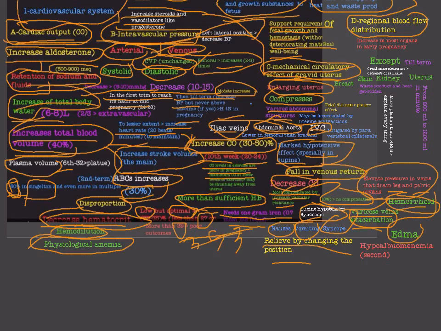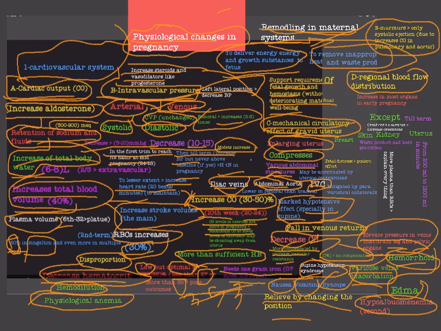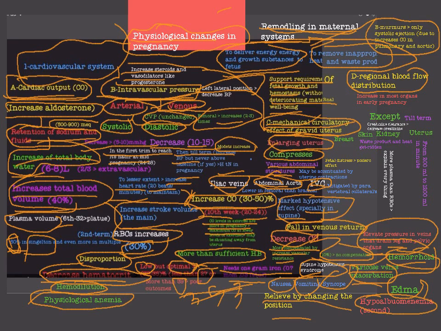This is the most important. Physiological edema in pregnancy is due to the uterus pressure on the veins that drain the lower extremities. Okay, so we have no drainage of the lower extremities, we have edema. Also hypoalbuminemia, which will lead to decrease in oncotic pressure, and distribution of fluid from the intravascular to extravascular space will lead to edema. But the most common cause of edema is the elevated pressure in veins that drain leg and pelvis. Okay, this is about the mechanical circulatory effect of the uterus.